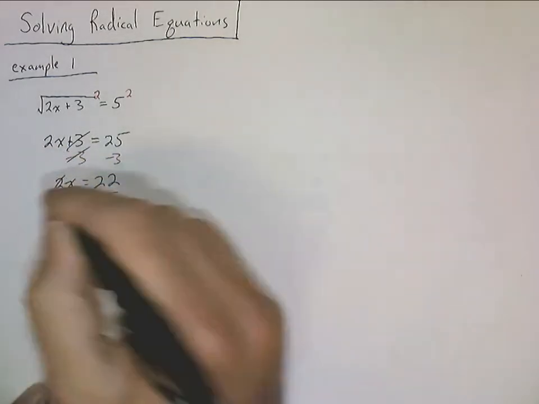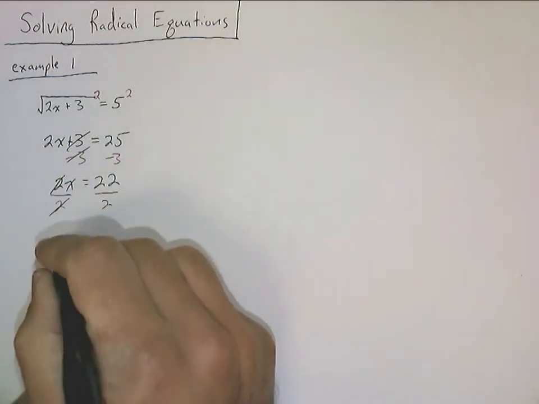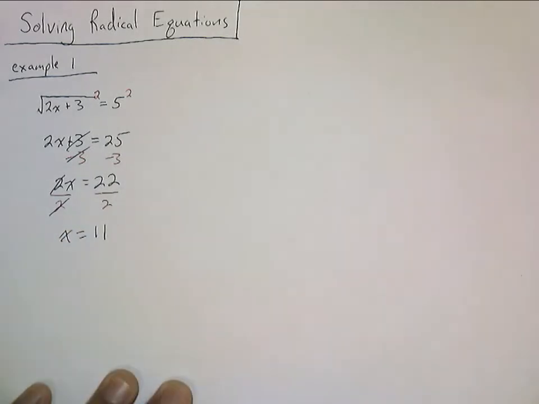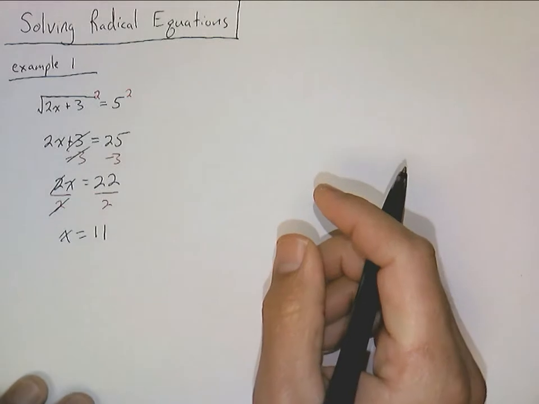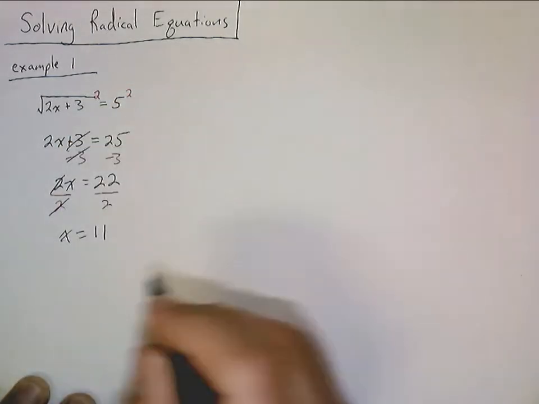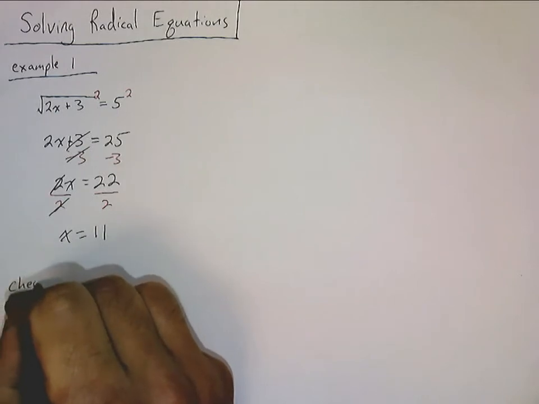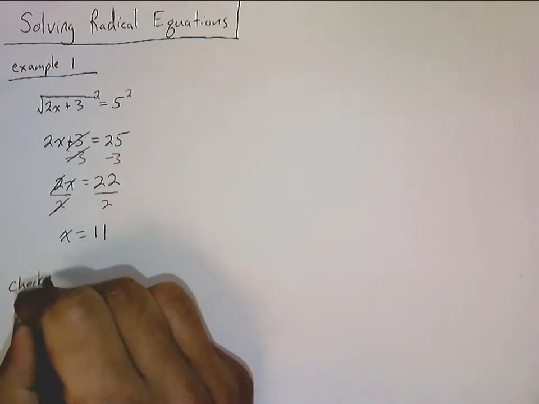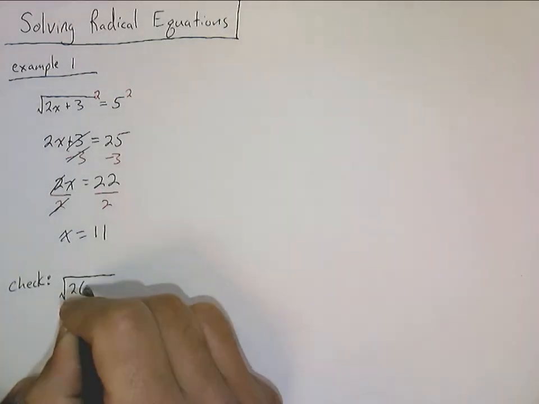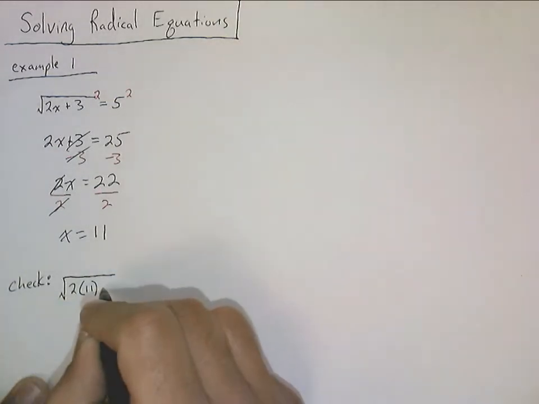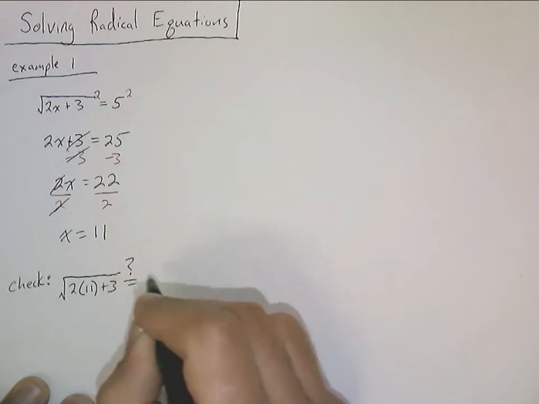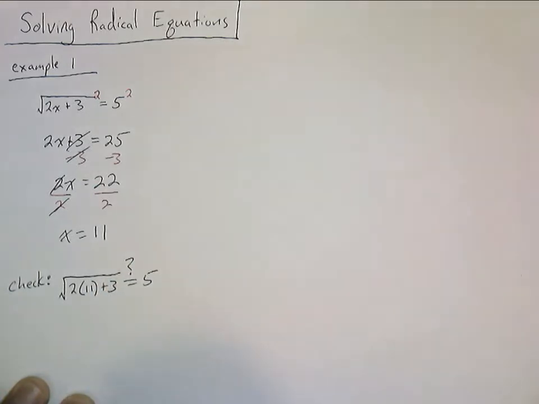And those cancel each other out right there. So we're left with x is equal to 22 divided by 2, which is, of course, 11. Now, don't forget to check your solution as well, meaning we plug it back into the original equation. So we check this by asking ourselves, is it true that the square root of 2 times 11 plus 3, is that actually equal to 5?